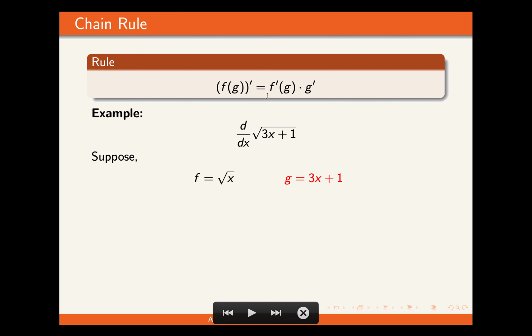In the chain rule, you can see there is f prime. We need to evaluate that at g, and also we need to know what g prime is. We already know what f and g are, so let's first find f prime and g prime. So what is the derivative of the square root of x?